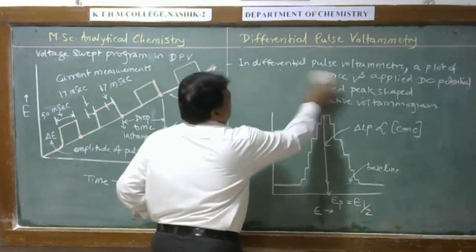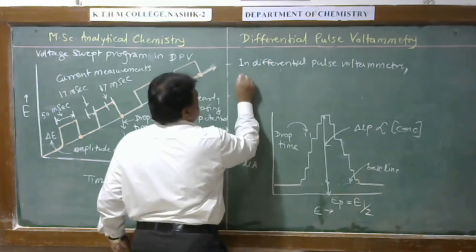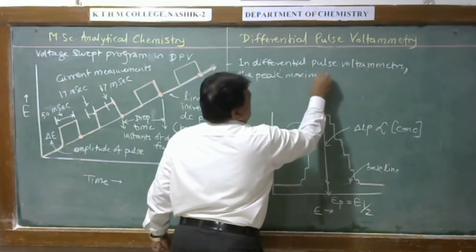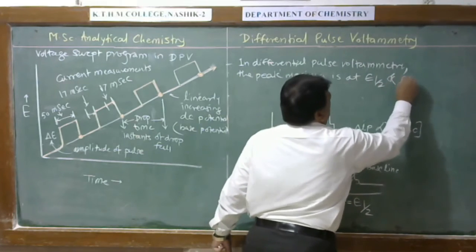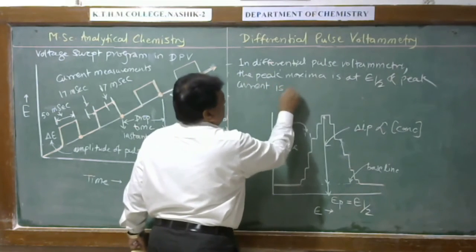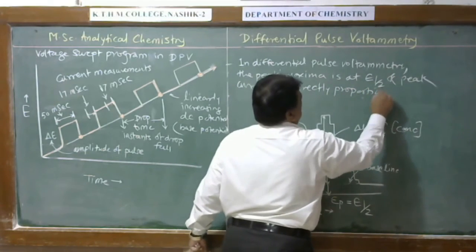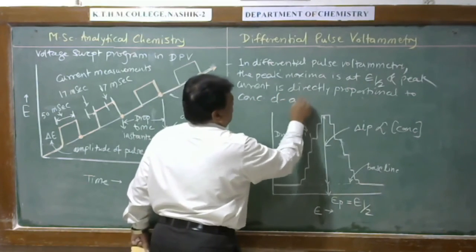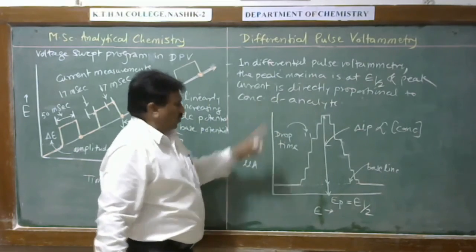Therefore, in differential pulse voltammetry, the peak maxima is at the half wave potential, and the peak current is directly proportional to the concentration of analyte that undergoes reduction at the working electrode.